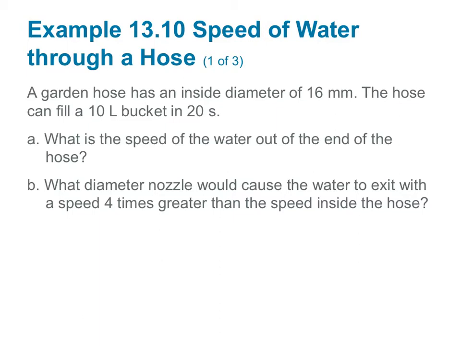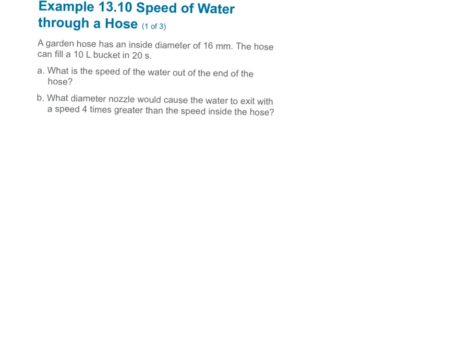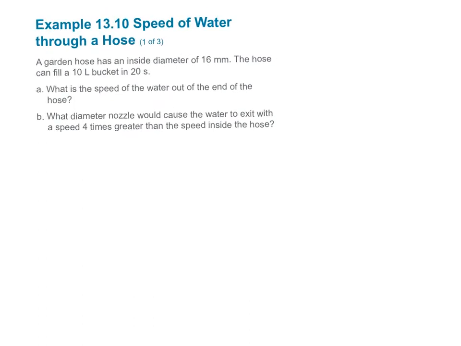All right, so question A here. What is the speed of the water out of the end of the hose? So let's look at this. We've got our equation of continuity, which says area 1 times velocity 1 equals area 2 times velocity 2. But we also know that this equals the change in volume over change in time, which is constant everywhere in the system. So let's look at our givens.